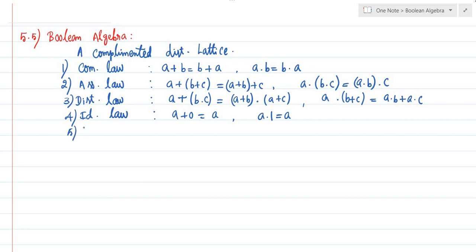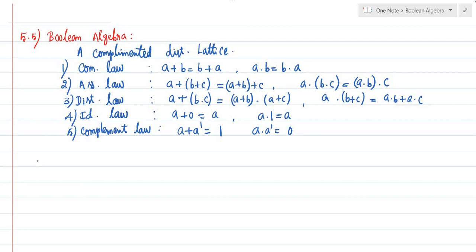And the fifth one is the complement law. In the complement law, when you consider an element A belonging to the set B, that is capital B, there exists a complement which is A dash, which also belongs to capital B, such that A plus A dash is equal to 1 and A dot A dash is equal to 0. I repeat, A plus A dash is 1, A dot A dash is 0. So that's it, the definition of Boolean algebra. A complemented distributive lattice is called a Boolean algebra, and it satisfies the above mentioned 5 properties.